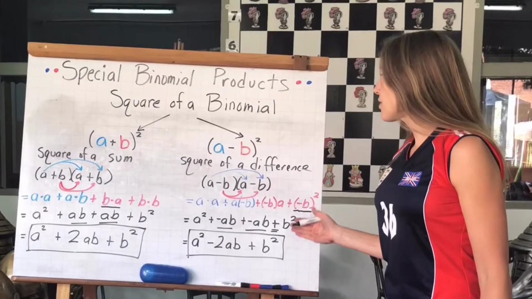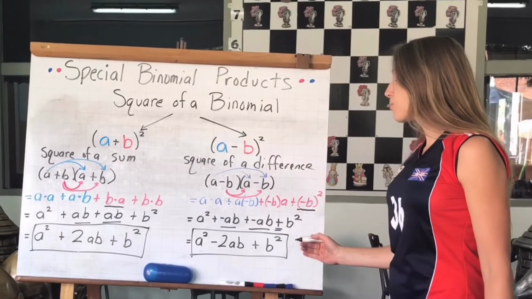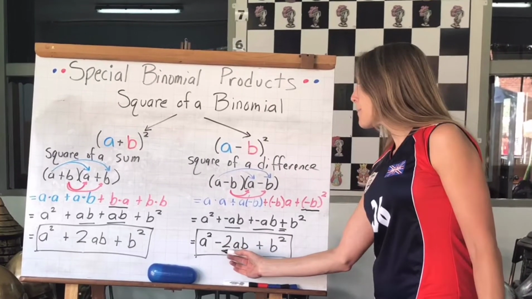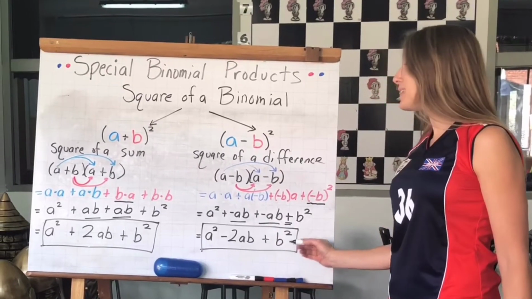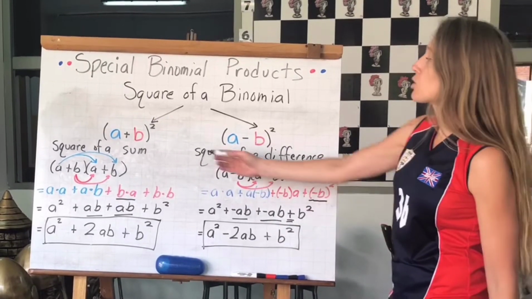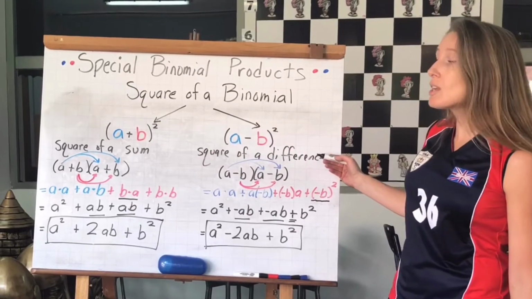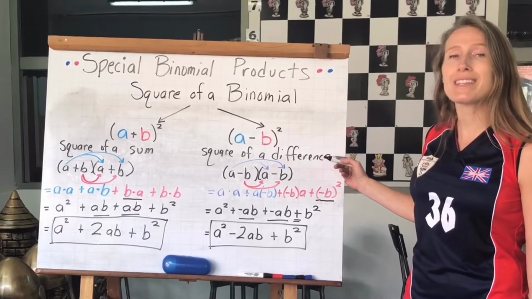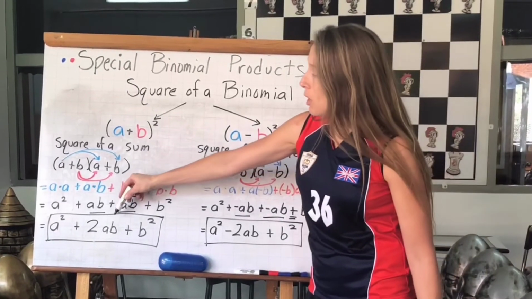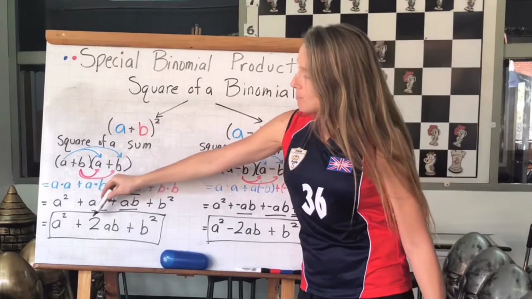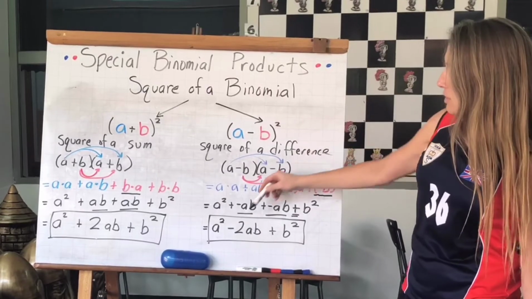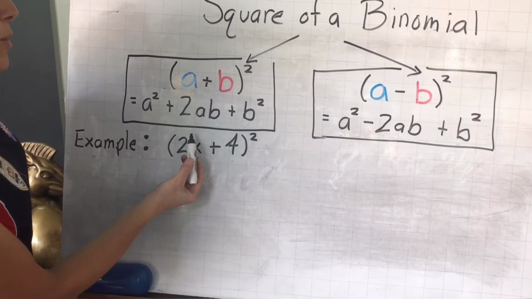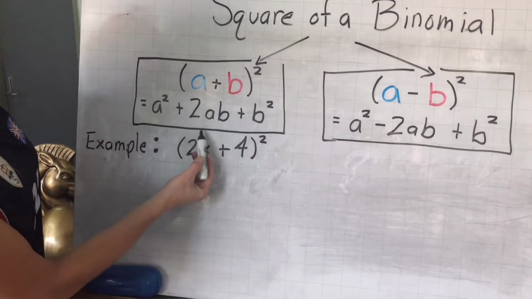So here you can see the square of a difference gives you the result with a squared minus 2 times the first term and the second term plus b squared. If you compare the square of a sum and the square of a difference, it's very similar. The only thing that differs is the middle term, with the square of a sum being positive and the square of a difference being negative. So here we have the final formula of the sum of a square.